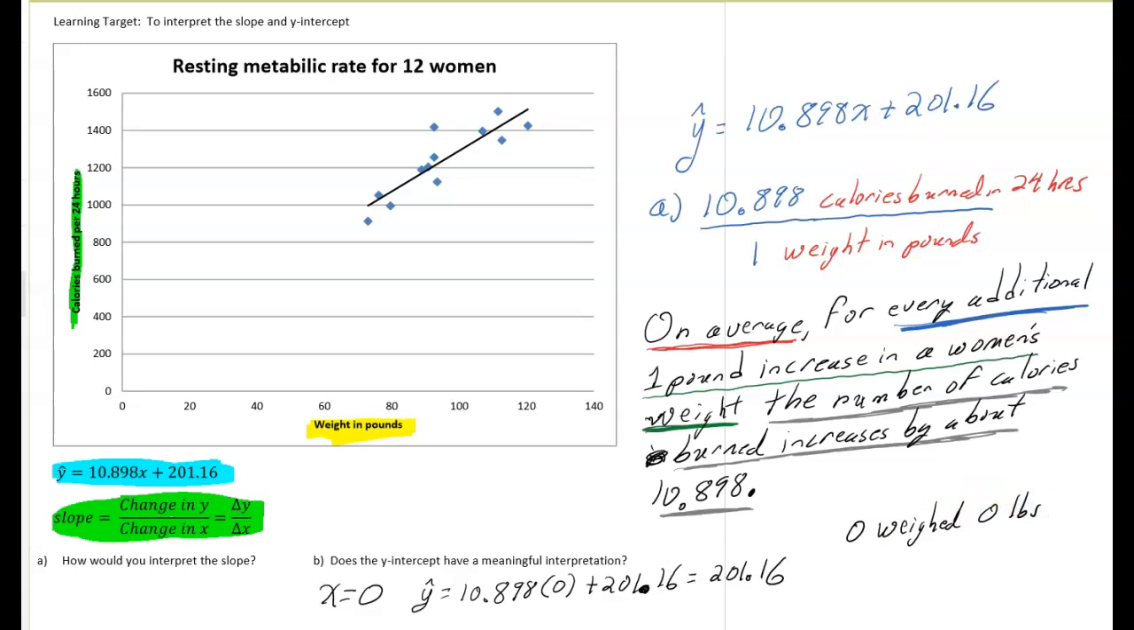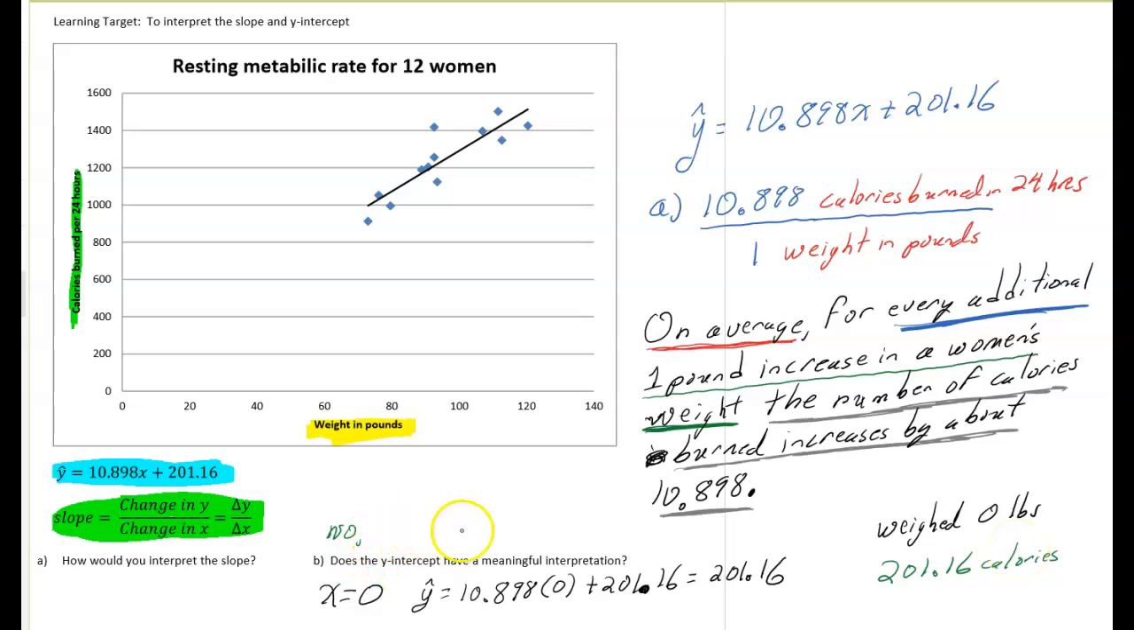I'm going to erase that first 0. So if someone weighs 0 pounds, does it make sense that they burn 201.6 calories? This does not make sense. So the answer is no. If someone weighs 0 pounds, they're not going to burn 201.6 calories.